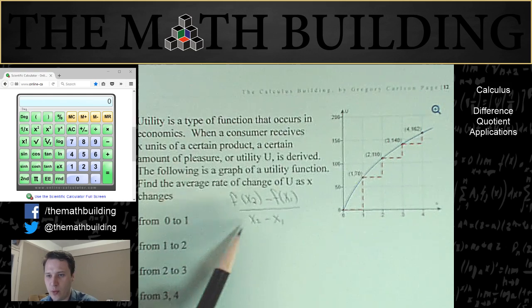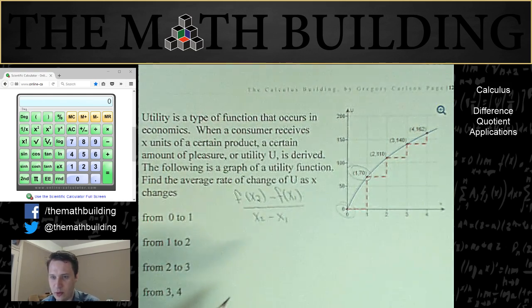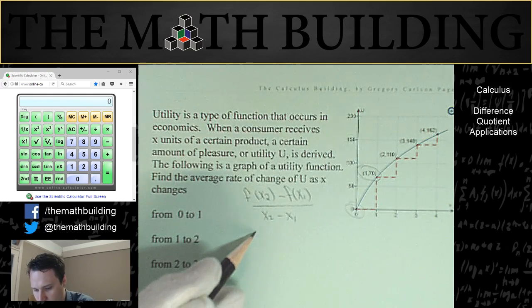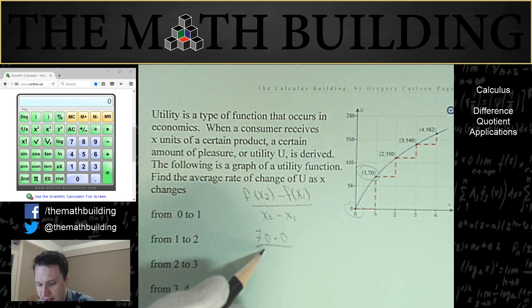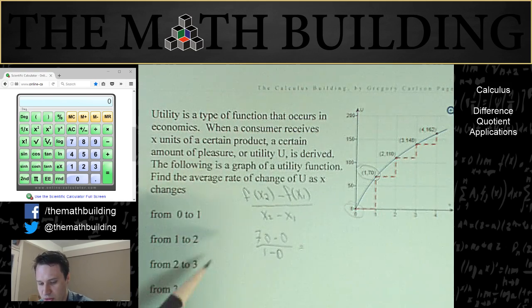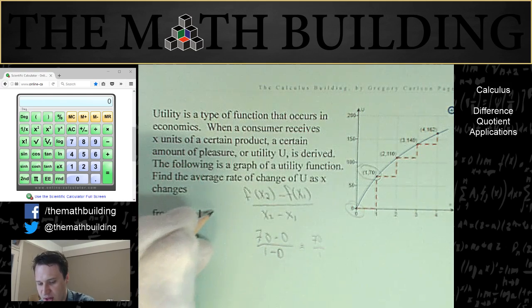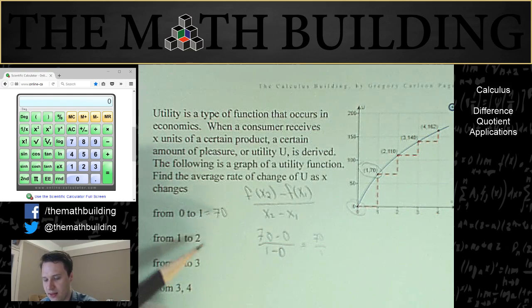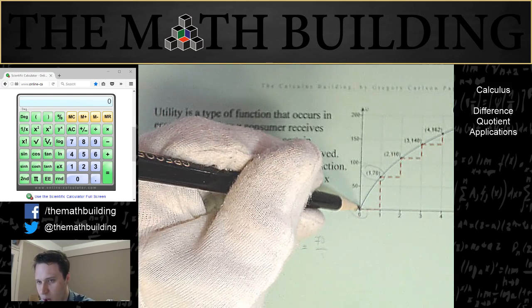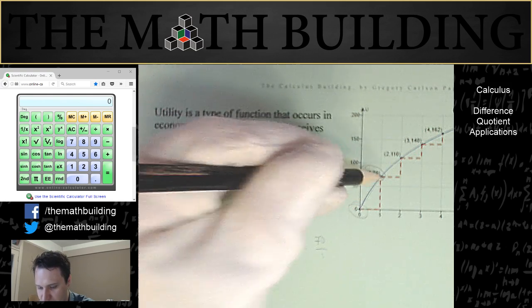So let's do it from 0 to 1. I'll just look at my graph. Here's my second point, 1, 70, and my first point will be the origin, 0, 0. So I do y minus y, which is 70 minus 0, divided by x minus x, which is 1 minus 0. Which is easy. 70 minus 0 is 70. 1 minus 0 is 1. So the average rate of change from 0 to 1 is just going to be 70. Now remember, that's the slope of the line from this point to that point on the red dotted line.